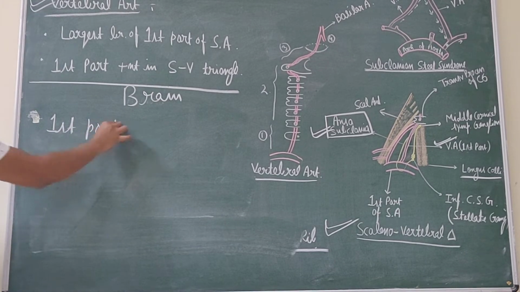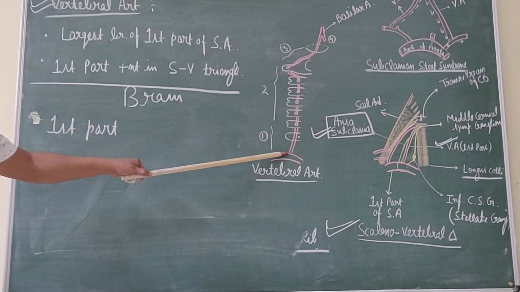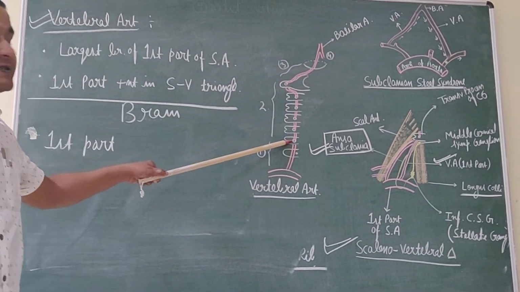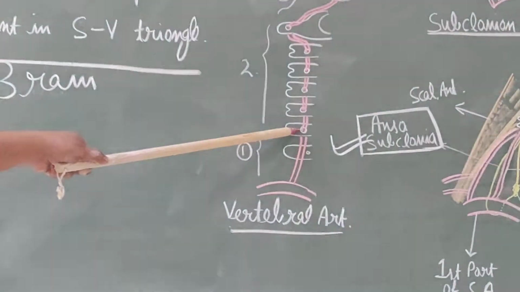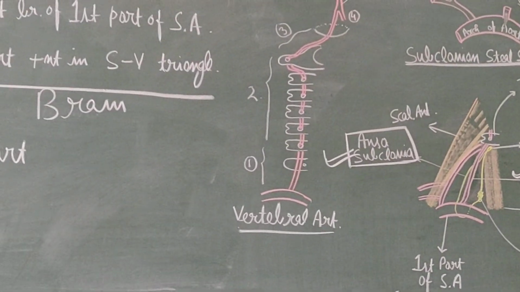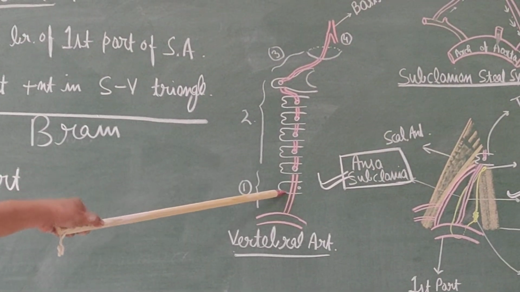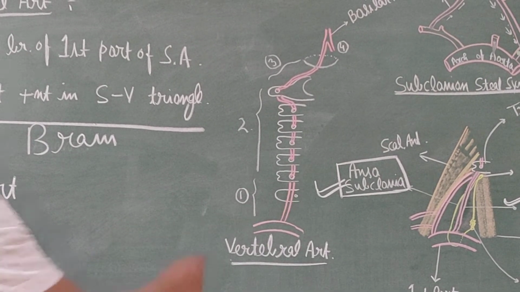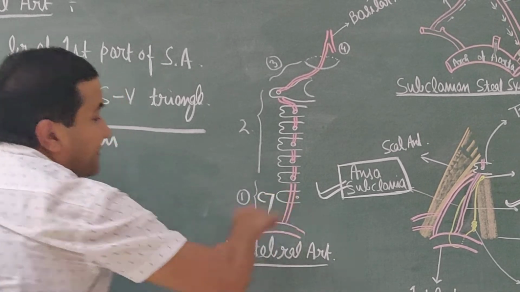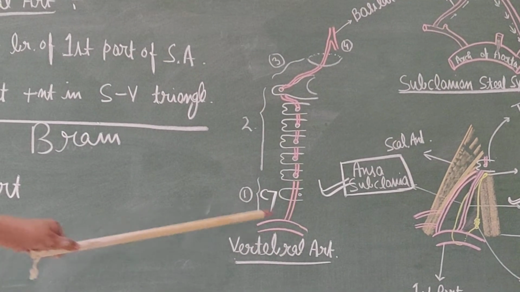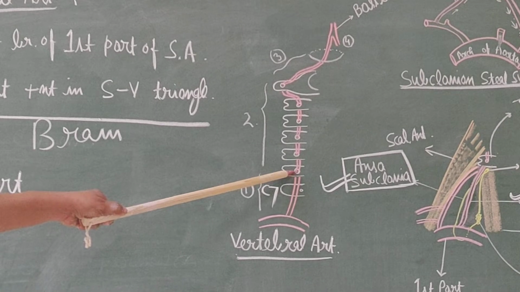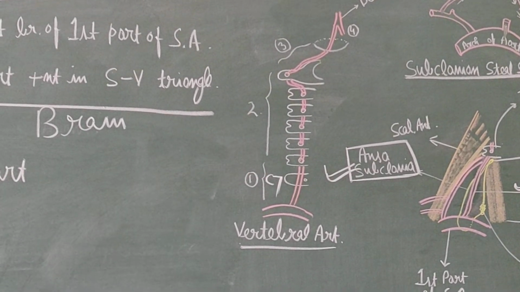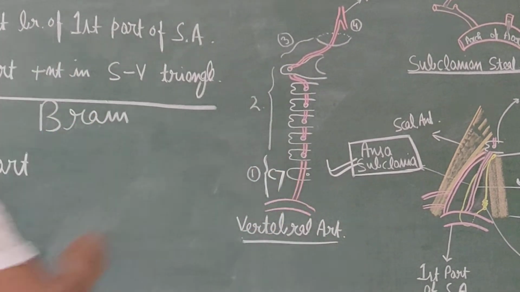The first part extends from the origin of this artery up to the foramen transversarium of the sixth cervical vertebra. One point is important: most commonly, it does not pass through the foramen transversarium of the C7. This is the C7. It generally passes through the foramen transversarium of the sixth cervical vertebra. So, from here to here, this is the first part.